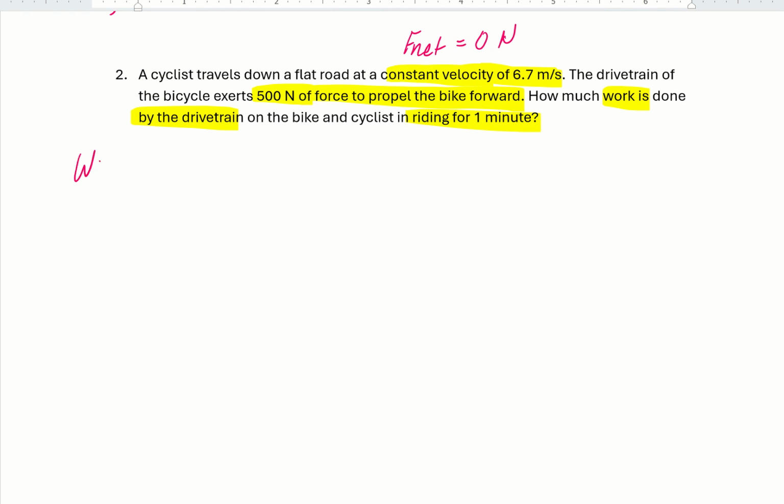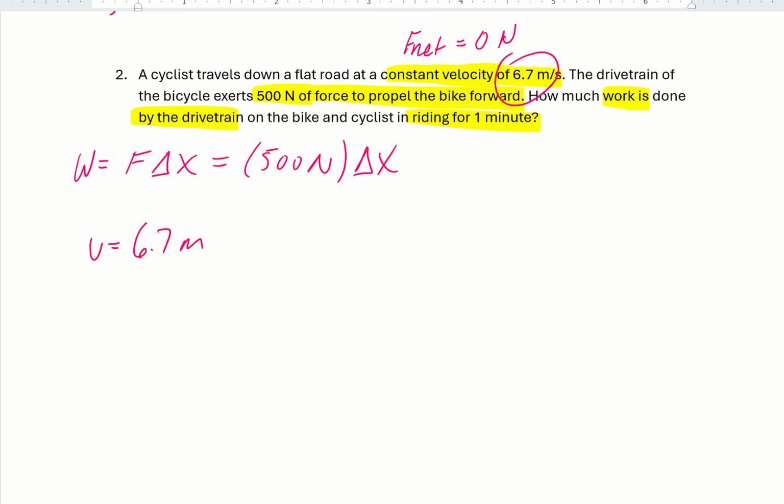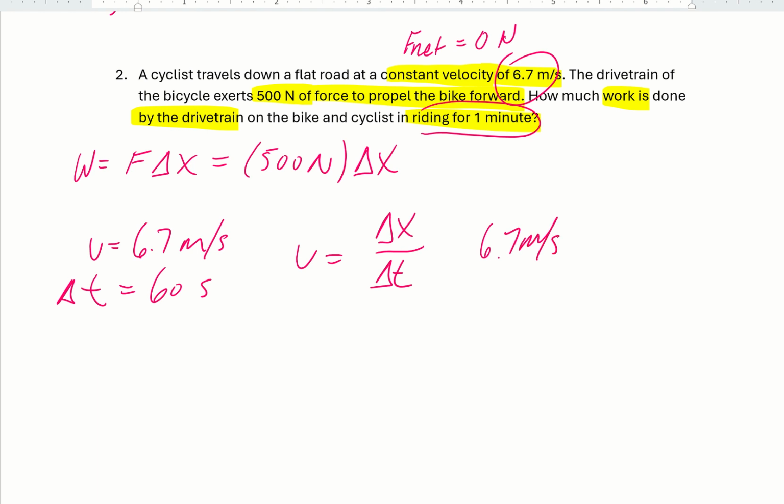Okay, so we know work is force times displacement. I know the force is 500 newtons, but I don't know the displacement at the moment, but I can figure it out. They give me a velocity, so v equals 6.7 meters per second. And they also give me a delta t of 1 minute, so we'll call that 60 seconds because our velocity is in meters per second, so our time needs to be in seconds. I know that velocity is displacement over time. So if I want to figure out my displacement, I can plug everything in here. 6.7 meters per second equals my displacement over 60 seconds. To solve for delta x, I would just multiply 60 times 6.7.